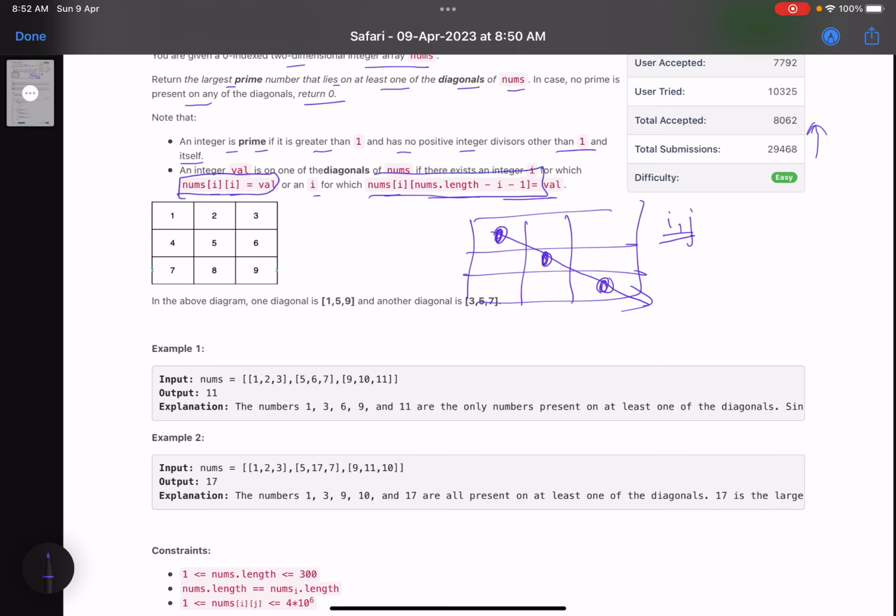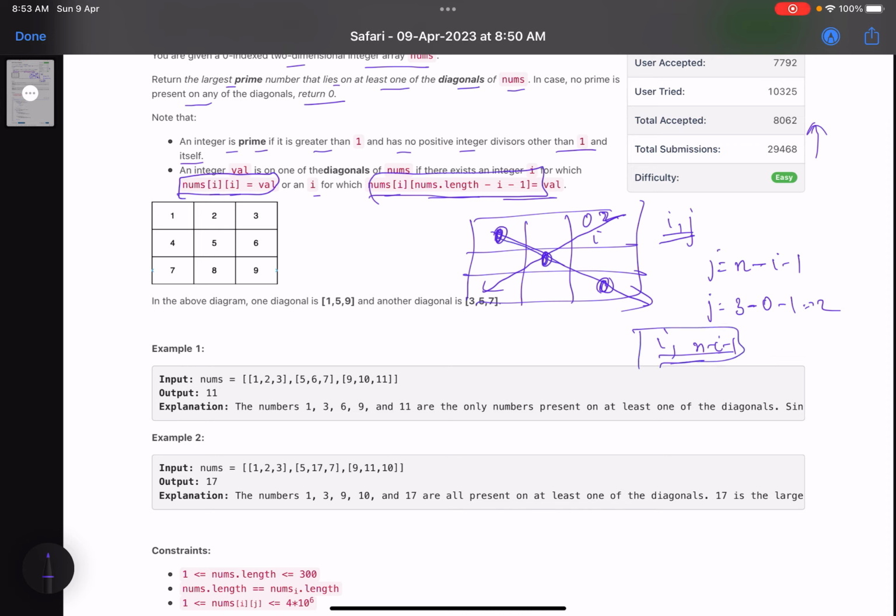And what about the second diagonal? What is the relation between the indices of this diagonal? If this is i, then what is j? j equals n, that is the dimension, minus i minus 1. How is that true? This is actually 0 2. Here n is 3, the number of rows or columns, minus i, that is 0, minus 1, so that is 2. So the relation between indices is, if i is i, then j is n minus i minus 1.